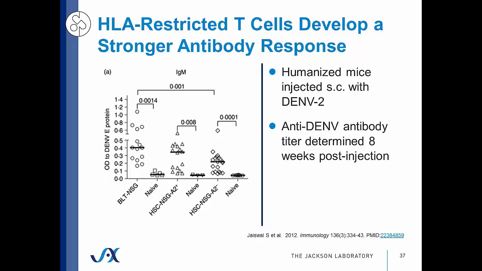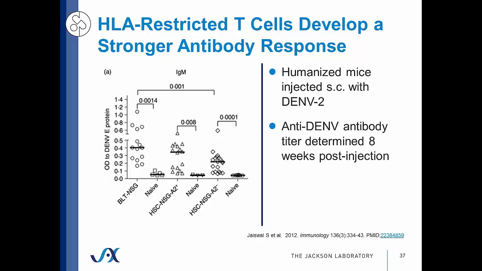NSG BLT mice and human CD34 engrafted NSG mice that express an HLA class 1 were infected subcutaneously with dengue virus CIRVAR2, and IgM production was measured as a readout for T-cell activation and response. We can see that both the NSG BLT mice as well as the HLA transgenic NSG mice had much higher levels of IgM production as compared to NSG mice that were not HLA restricted. So this indicates that HLA restricting these NSG mice can be used to develop more robust T-cell responses, and you can measure these responses during infection.